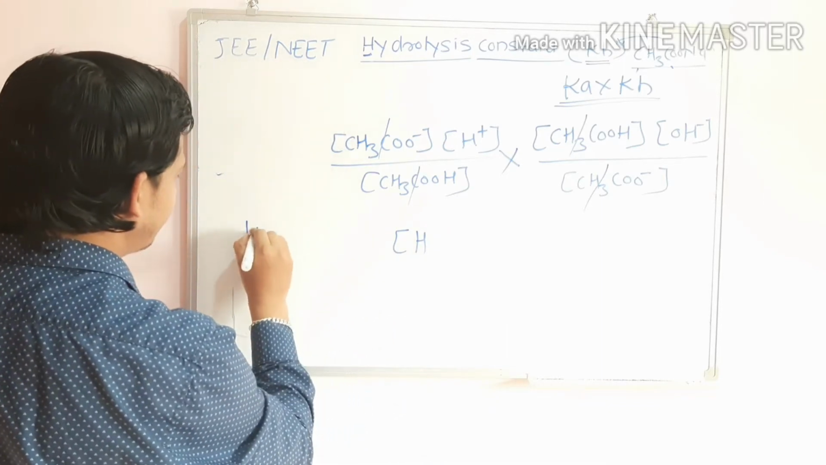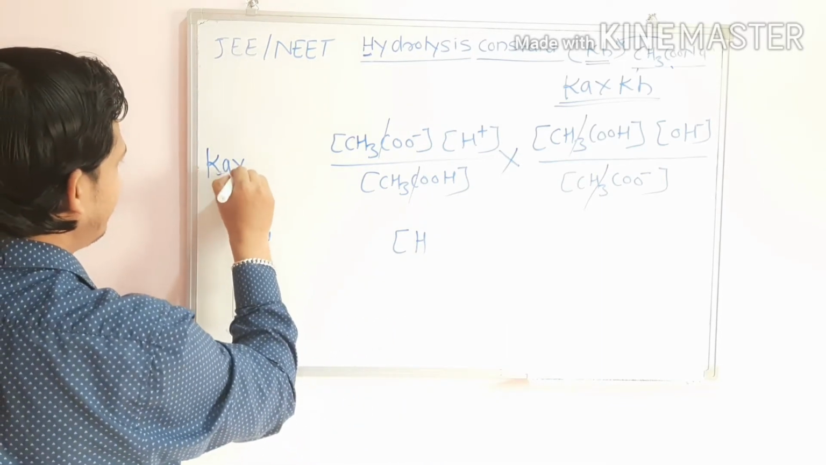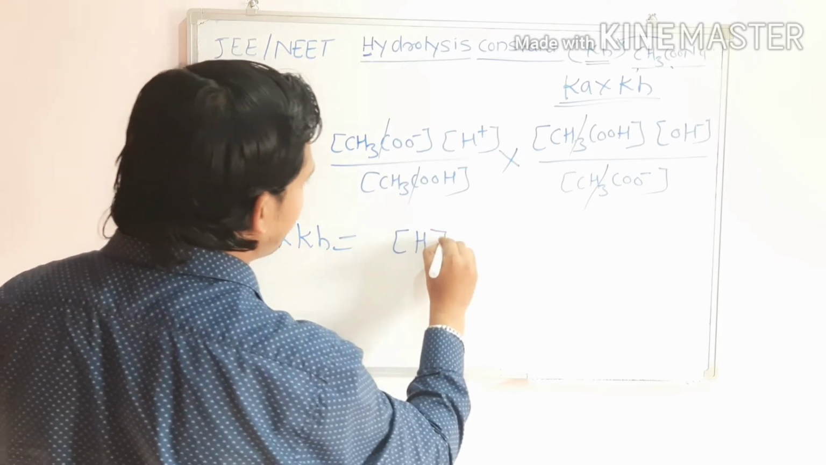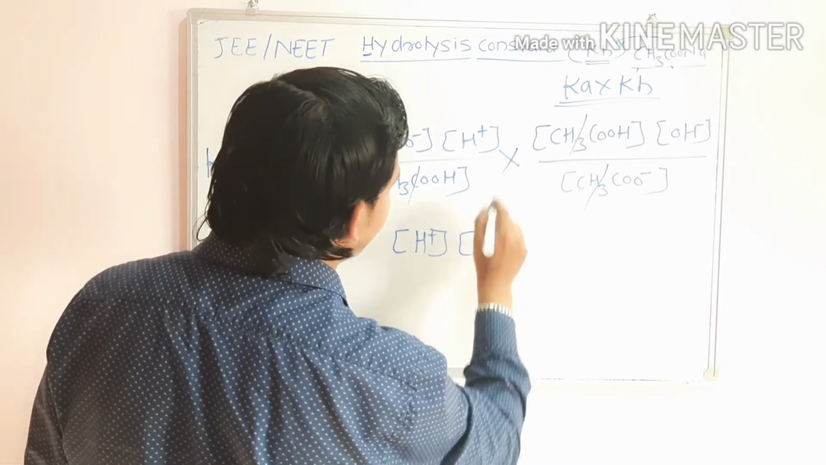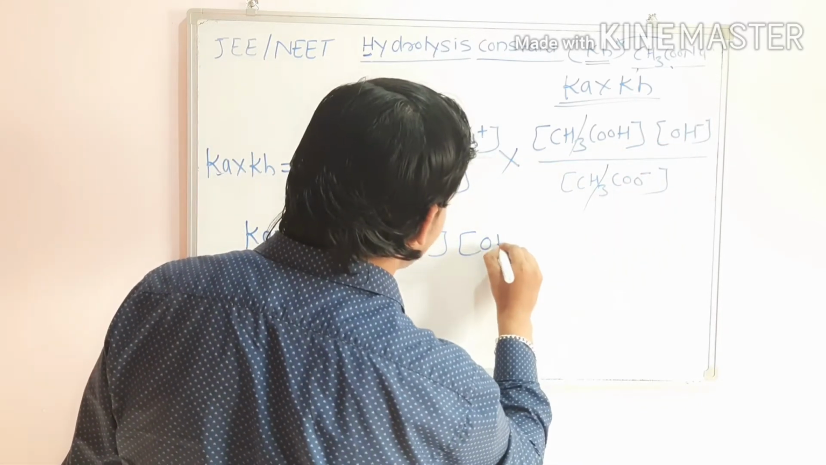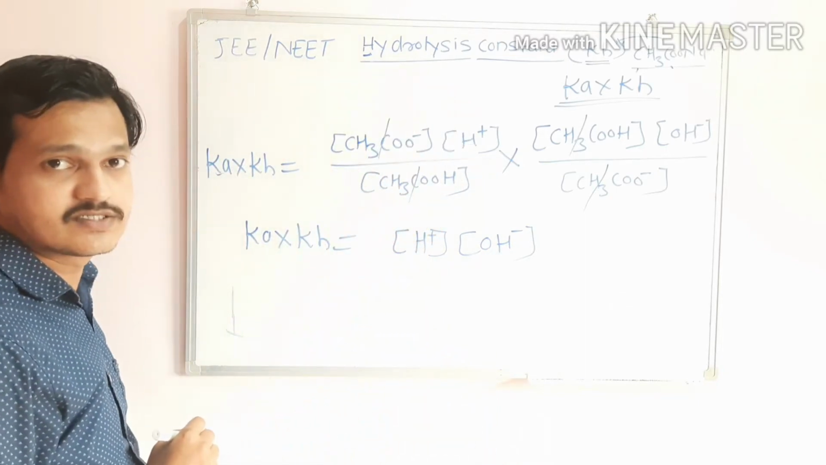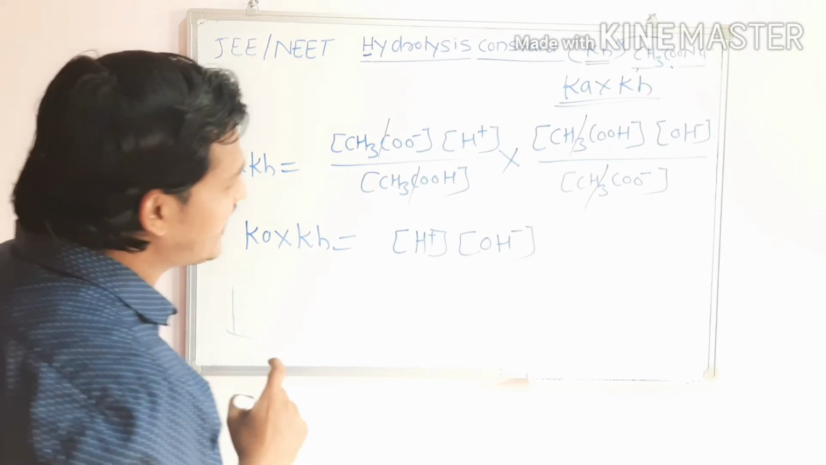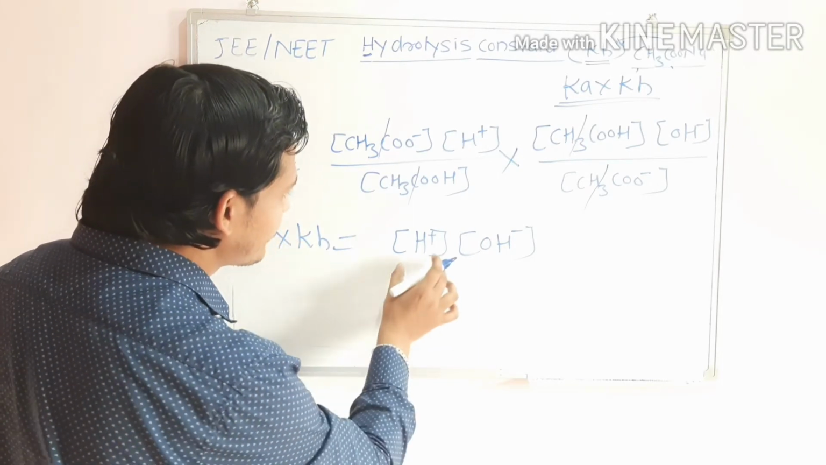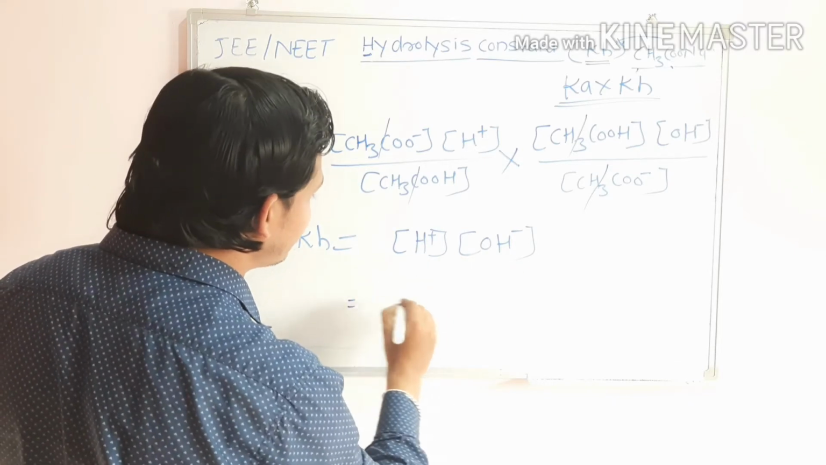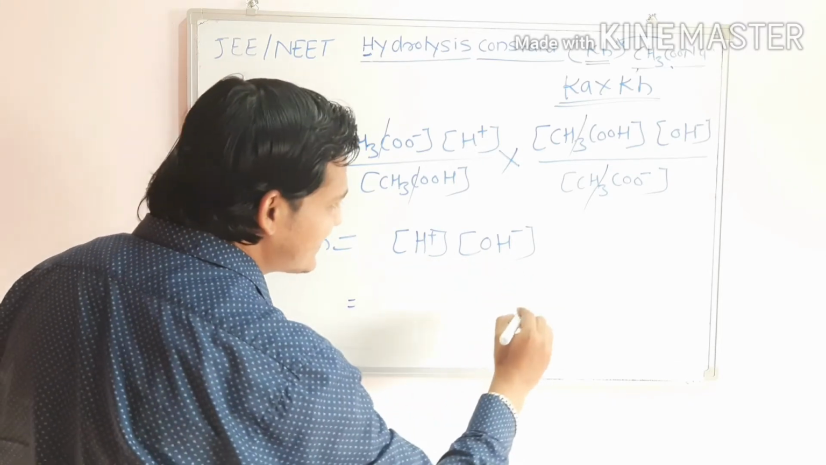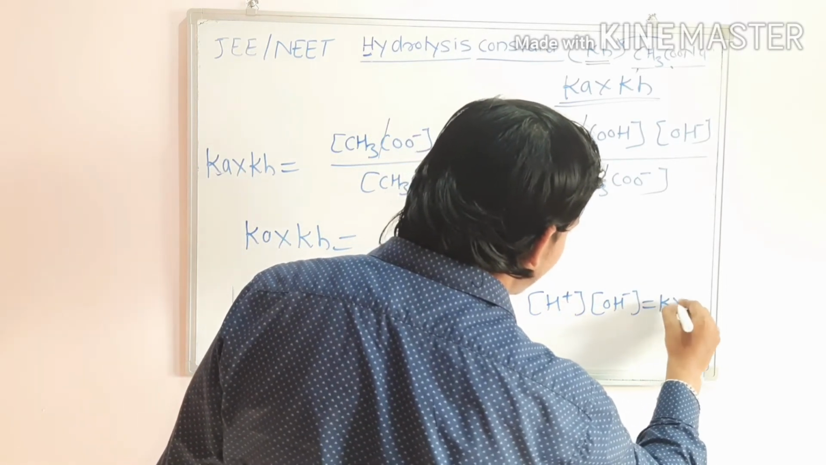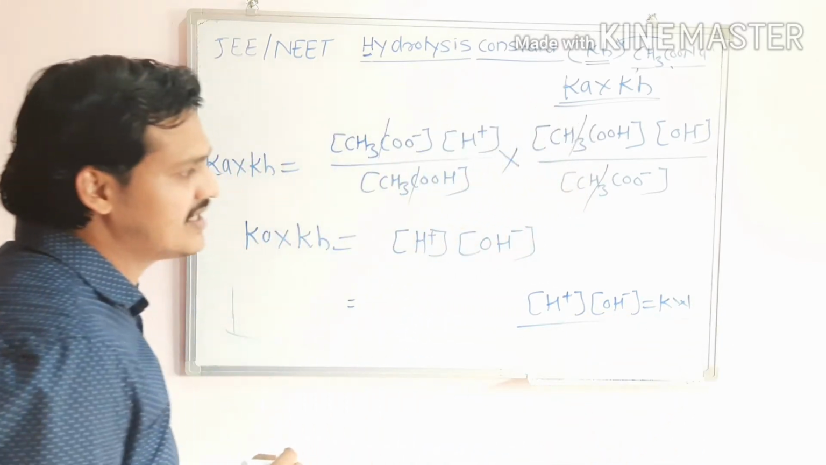K into KH. And here we should write, right? K into KH is equal to in bracket H plus into in bracket OH minus. Now, the point to be noted is that in bracket H plus and in bracket OH minus is the ionic product of water. Remember that in bracket H plus in bracket OH minus is equal to Kw. We derived this equation earlier.